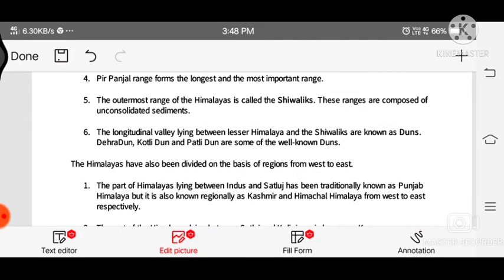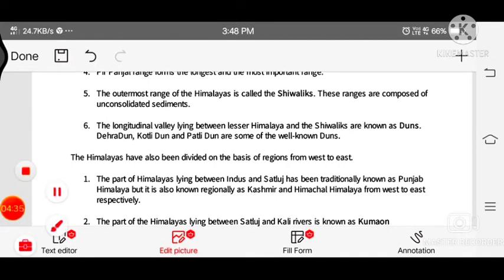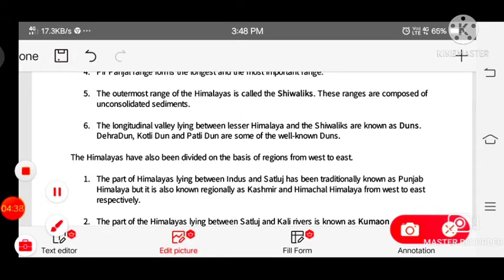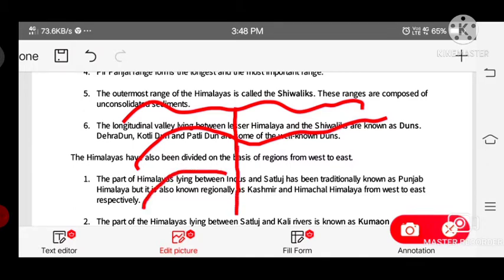Fifth point, the outermost range of the Himalaya is called the Shivalik. The outermost range means: the first is the Himadri, then as we come to the south, the Himachal, then more to the south, the Shivalik.